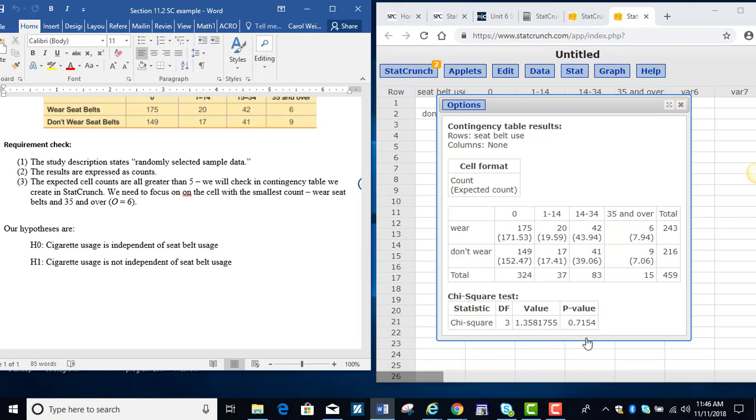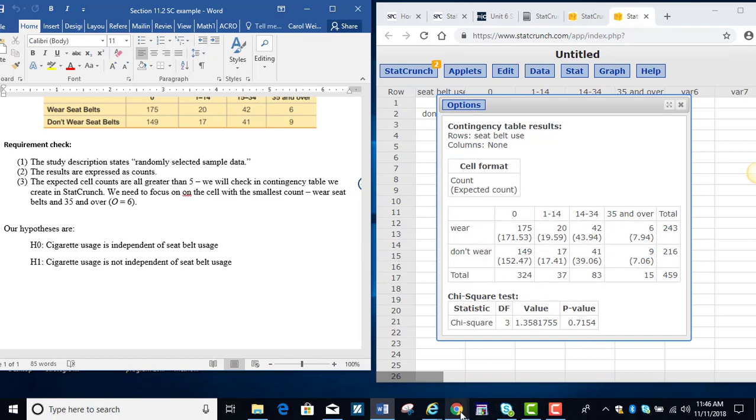Very, very large. So therefore, we fail to reject. We say that we have insufficient evidence to say that cigarette usage is not independent of seatbelt use. There does not seem to be any relationship between seatbelt usage and cigarette usage.